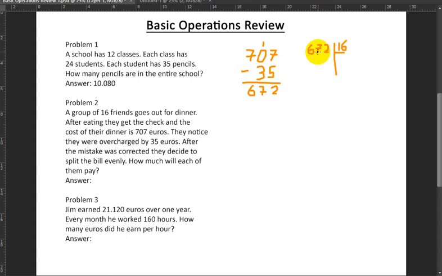How many times does 16 fit into 67? Well, how many times does 2 fit into 6? That would be 3. So let's try 3. 3 times 16 gives me 48.